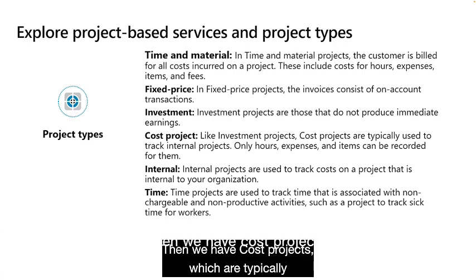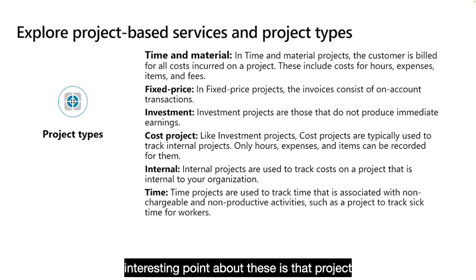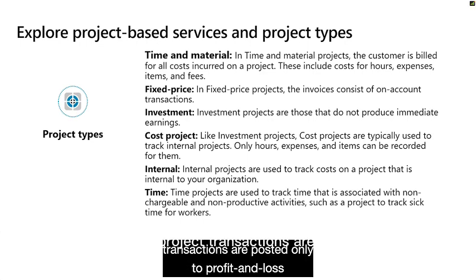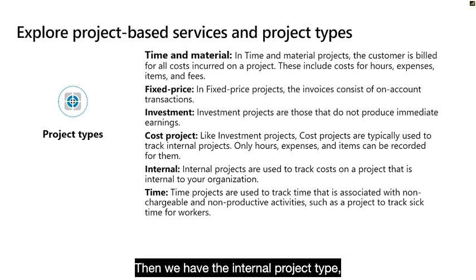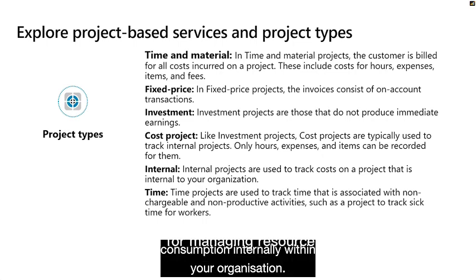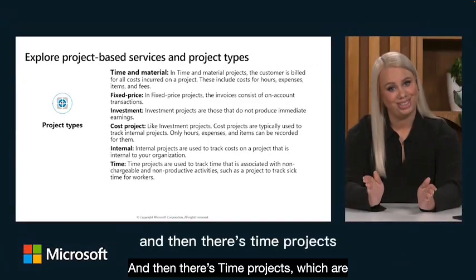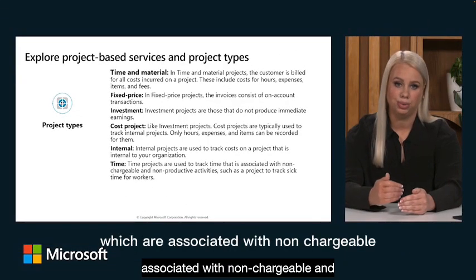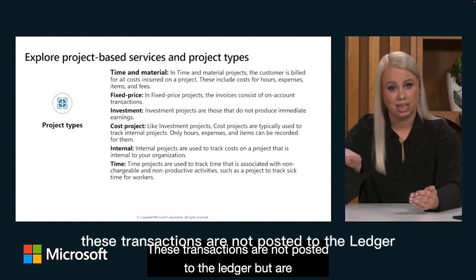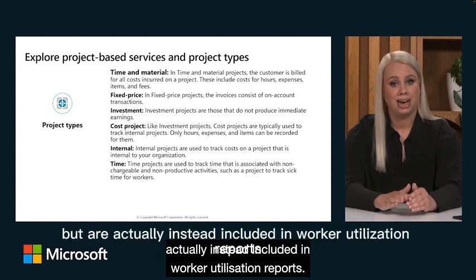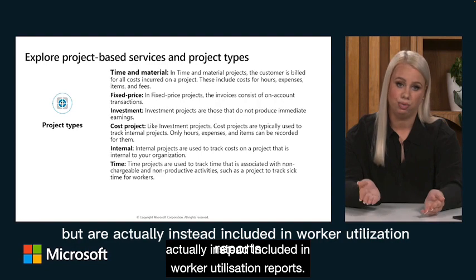Then we have cost projects, which are typically used to track internal projects. And an interesting point about these is that project transactions are posted only to profit and loss accounts and cannot be capitalized to balance sheet accounts. Then we have the internal project type, which is used for managing resource consumption internally within your organization. And then there's time projects, which are associated with non-chargeable and non-productive activities like tracking sick time for workers. These transactions are not posted to the ledger, but are actually instead included in worker utilisation reports.